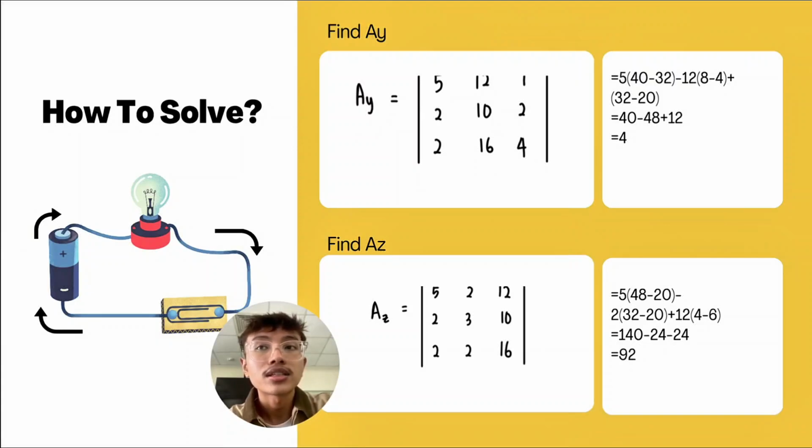Here we have the matrix Az. The first row is 5, 2 and 12. The second row is 2, 3, 10, and the third row is 2, 2, 16. So right now we need to do 5 times the bracket 48 minus 20, minus 2 times the bracket 32 minus 20, and plus 12 times the bracket 4 minus 6. And then we get 140 minus 24 and minus 24. So here we get 92.